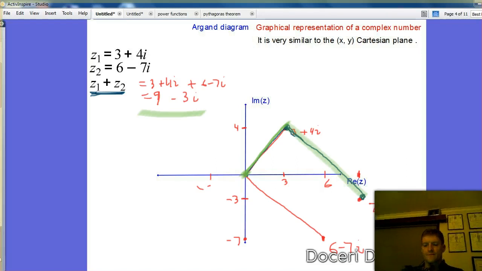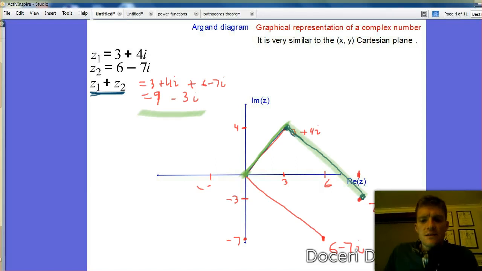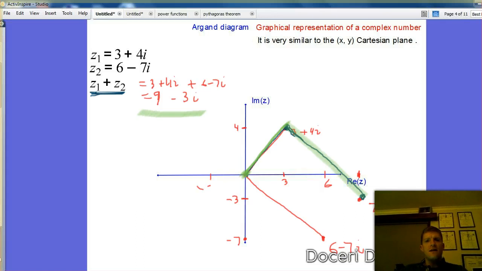Okay, so we can see geometrically that the sum of complex numbers is almost like a path, creating a path from the origin to the final point.